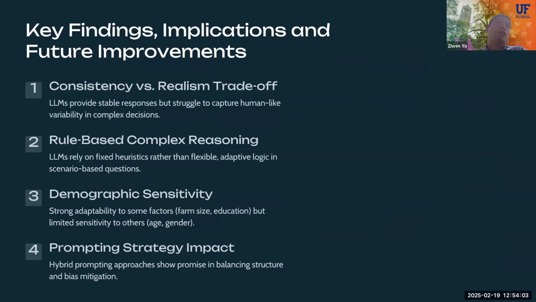Okay, so the key findings and implications for future improvements. For the consistency versus realism trade-off, statistically we're struggling to get alignment between LLM results and real world data, because the real world data has variance that cannot really be represented by the LLM results. However, the problem we think is that the diversity of the demographic distribution is too much for the LLM to capture.